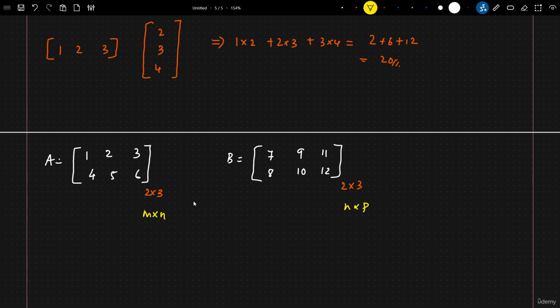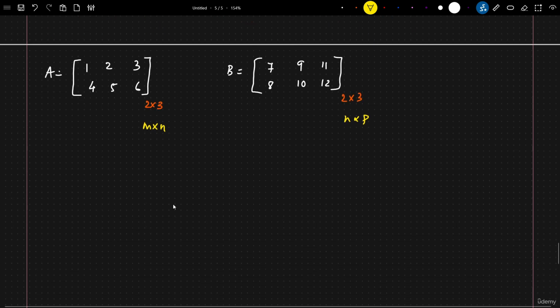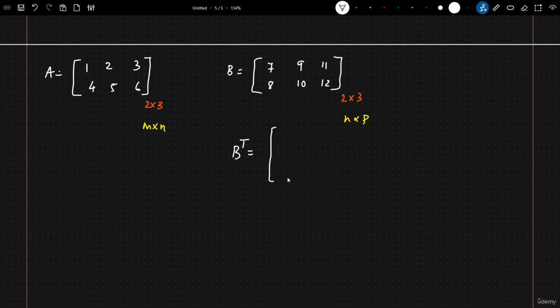But now I need to perform some matrix multiplication over here. So what we can basically do in this scenario, let me go ahead and make this B transpose. When we say B transpose, that basically means we will just change the order of these elements. Before it was 7, 9, 11, so it was horizontal. Now we'll make it vertical, 7, 9, 11. Similarly, we'll write 8, 10, 12.